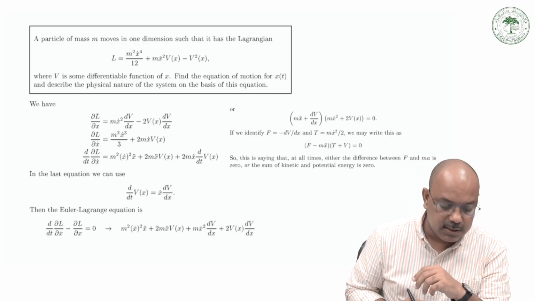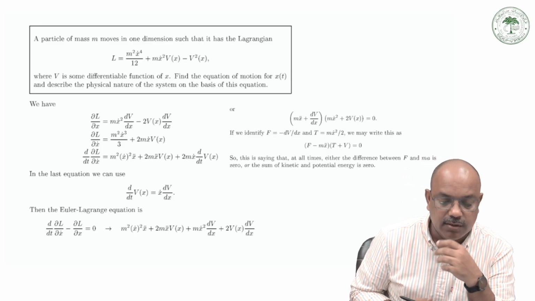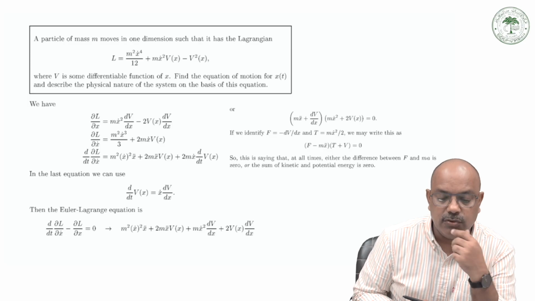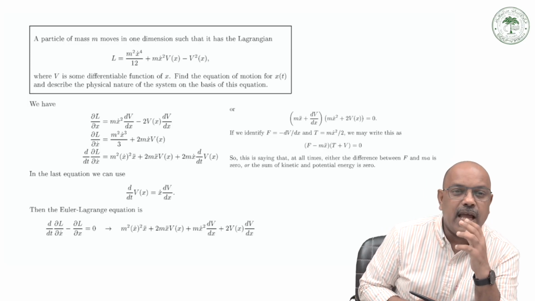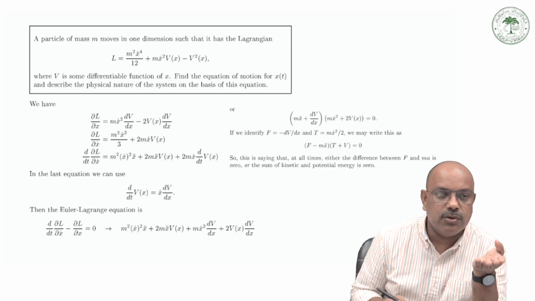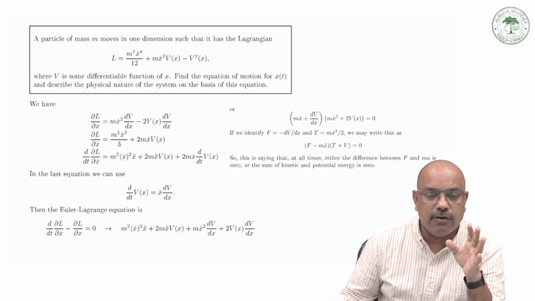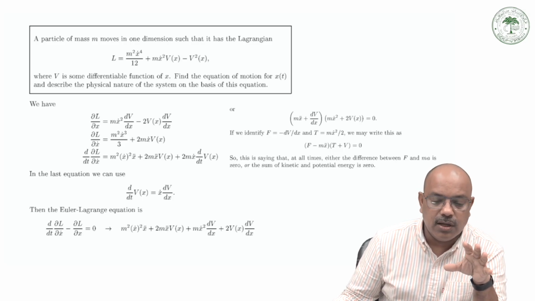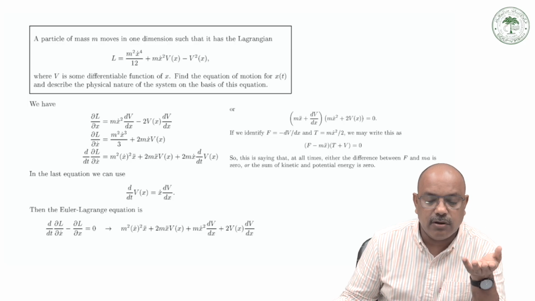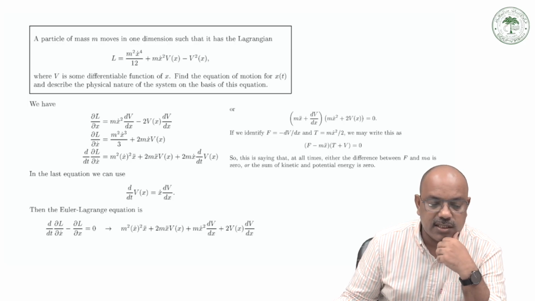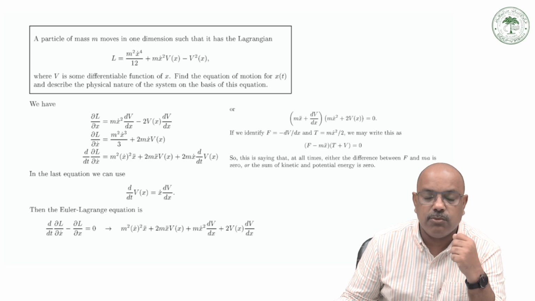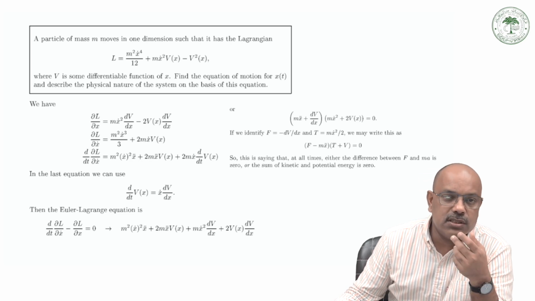The second example I'm going to take is: a Lagrangian is given to you, for a particle of mass m moving in one dimension, where v is the potential, some differentiable function of x. Find the equation of motion for x(t) and describe the physical nature of the system on the basis of the equation. This is the question.